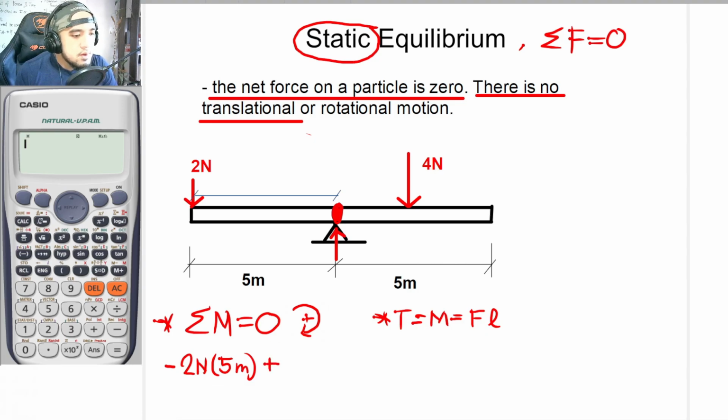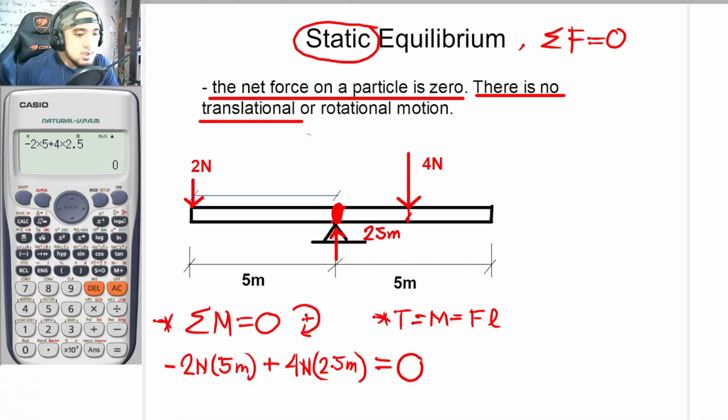So positive, force times lever arm. Our force is 4 newtons times a lever arm of 5 meters divided by 2. So I am assuming that this 4 newtons is located at the midspan of this particular span. Thus, this is now to be 2.5 meters. So 4 newtons times 2.5 meters. So let us check if this is now to be equal to 0. So negative 2 times 5 plus 4 times 2.5. So my answer here is now equal to 0.